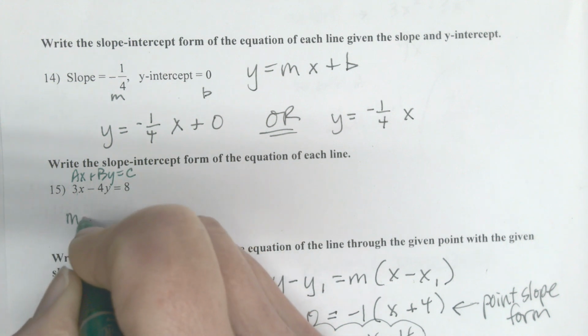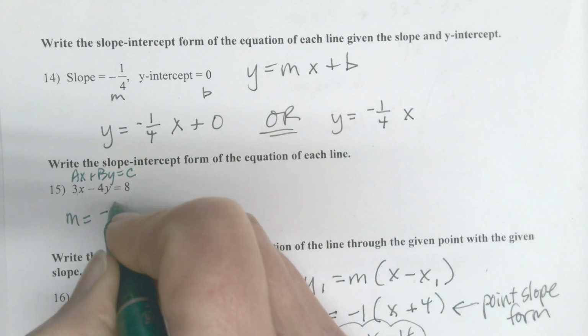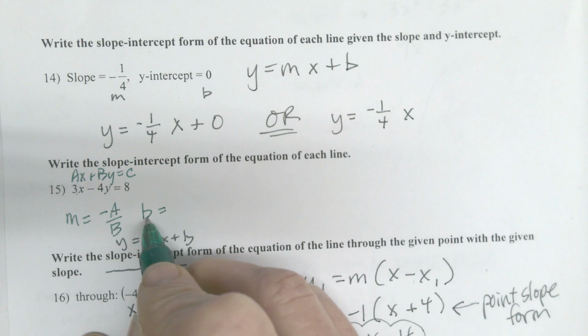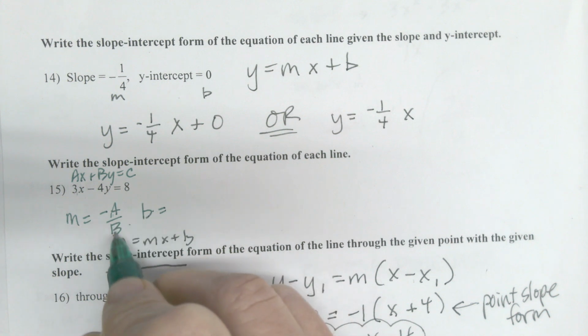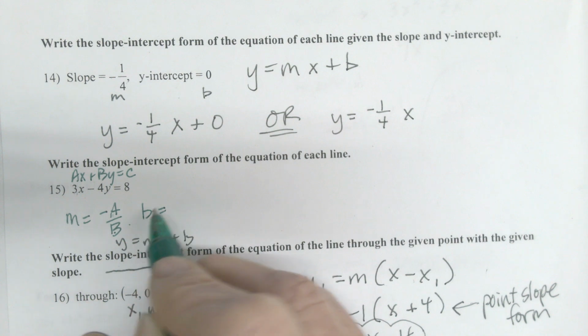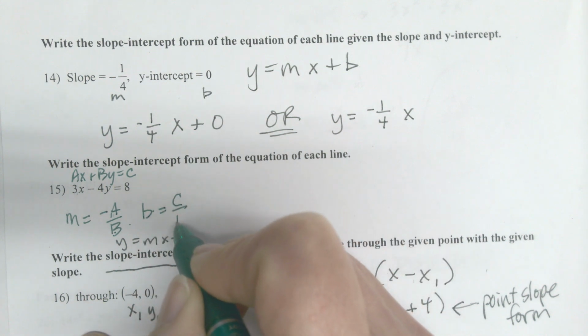The slope is the opposite of a over b, and the y-intercept is, so big B, little b different. Big B is the number in front of y, little b is the y-intercept. The y-intercept, little b, is c over b.